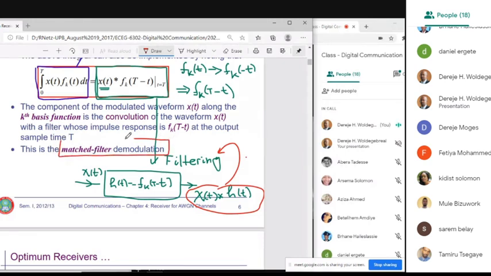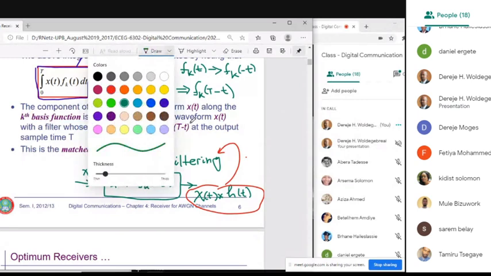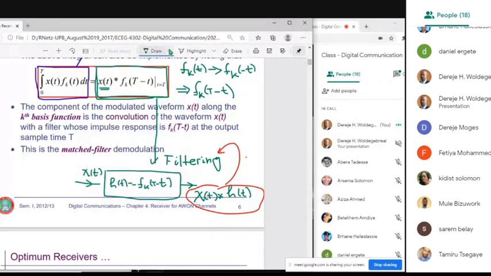So this gives rise to a second and alternative way of implementing the demodulator, and such type of demodulator is termed a matched filter demodulator. Okay, such type of demodulator is termed a matched filter demodulator. Let me use a different color here.